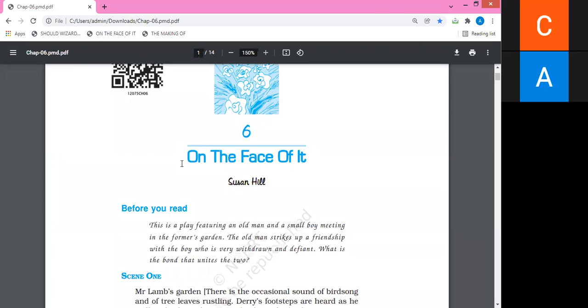And today, you should be able to recognize one more. That is, on the face of it means appearance. And if we look at the plural of it, it is appearances. Very clear. Author, Susan Hill.